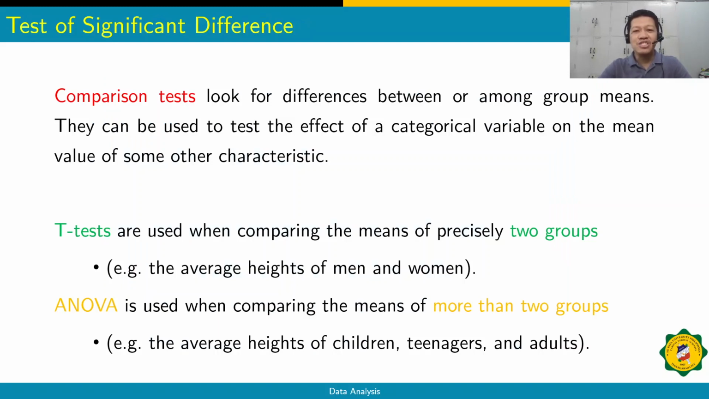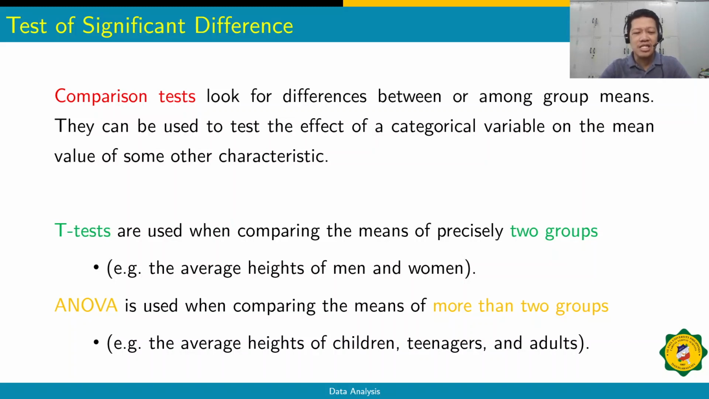These tests are actually grouped into comparison tests and correlation tests. When we say comparison tests, these are the tests of significant difference. So you're finding or comparing the differences between two or among group means. They can be used to test the effect of a categorical variable on the mean value of some other characteristic. Examples of tests for significant difference are t-test and ANOVA.